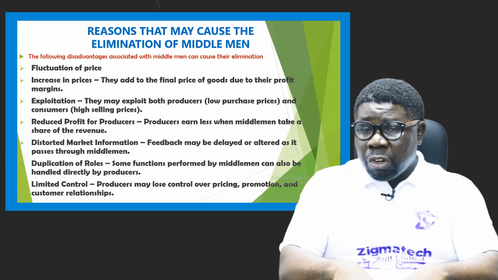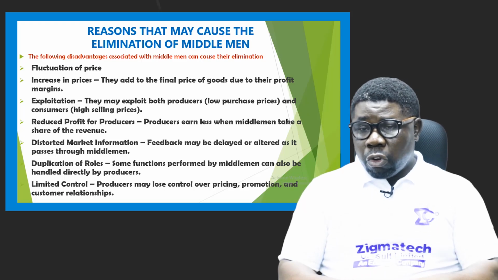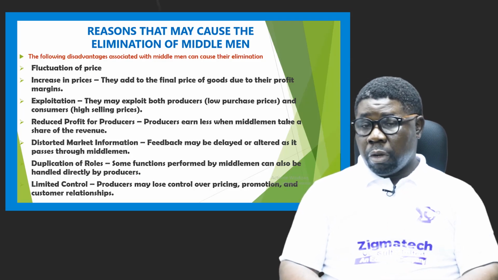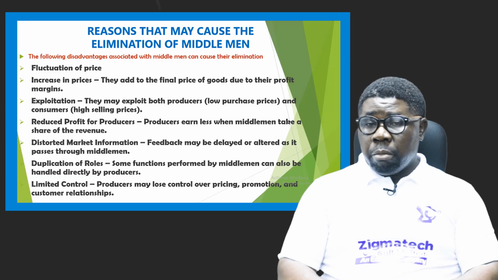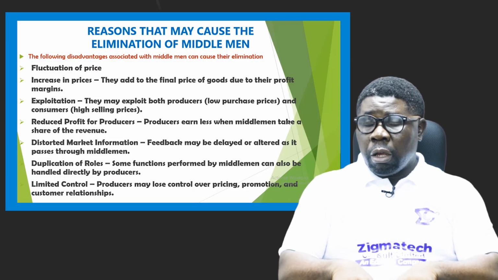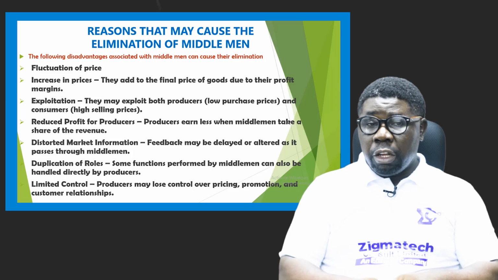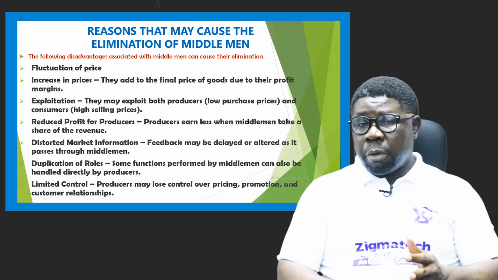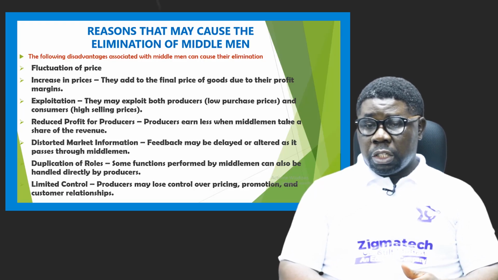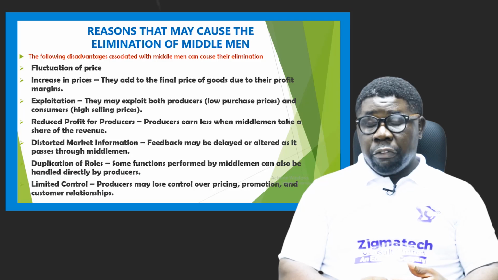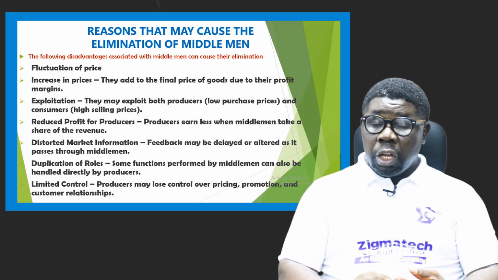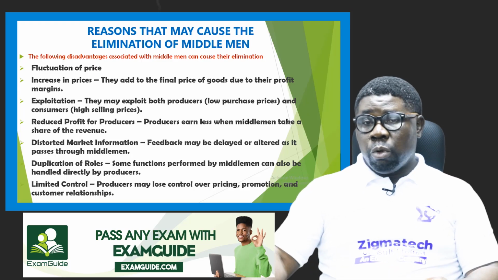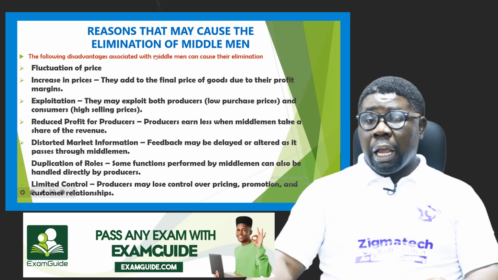The producers have limited control. They may come to have limited control in terms of what? Producers may lose control over pricing, promotion activities, and customer relationship, all right? Some middlemen become so popular, so influential, all right, to the extent that they may decide to overthrow the place of the manufacturer, all right? So in this case, manufacturers may lose control, and if you want to get back that control, it means that what? The middlemen will also be what? Eliminated, all right? That's what it is, okay? So that's an example of why they may be eliminated.